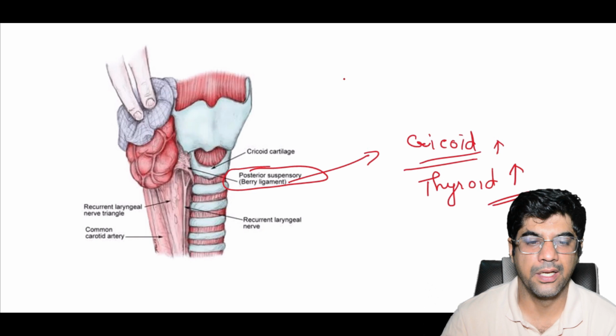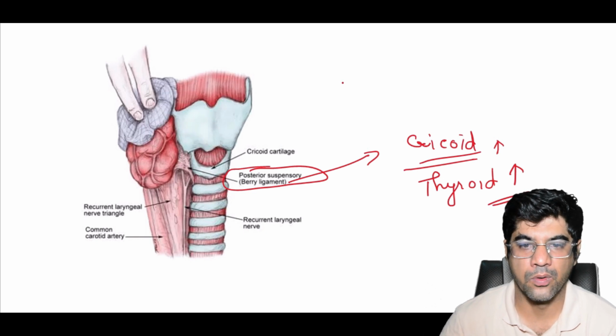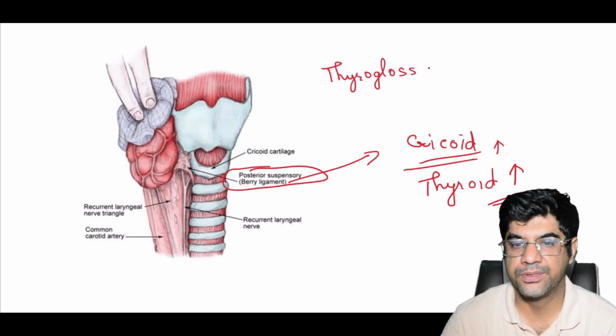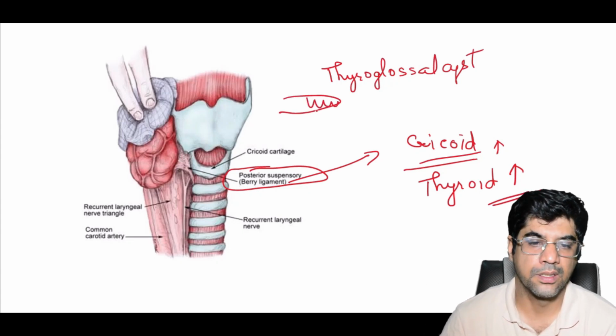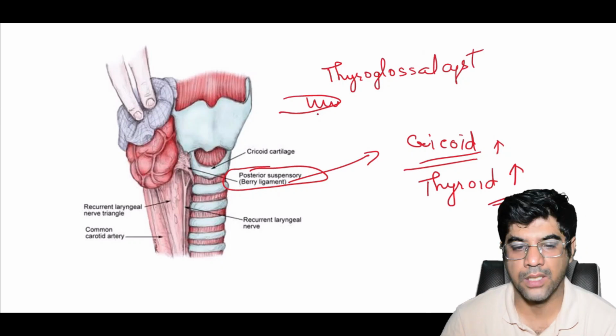So this test is done to detect the thyroglossal cyst. When the patient protrudes his tongue, remember the thyroglossal cyst may move upward due to its connection with the tongue base.